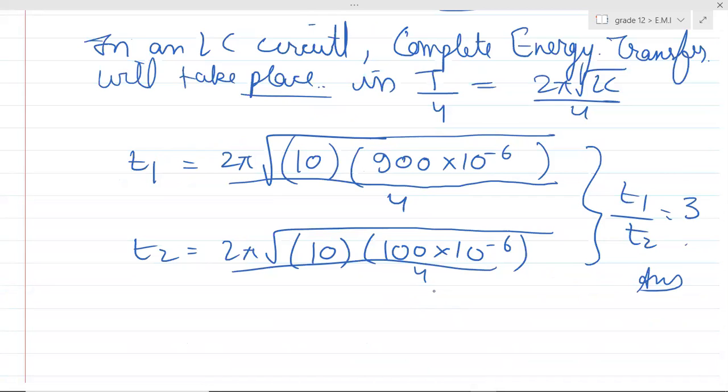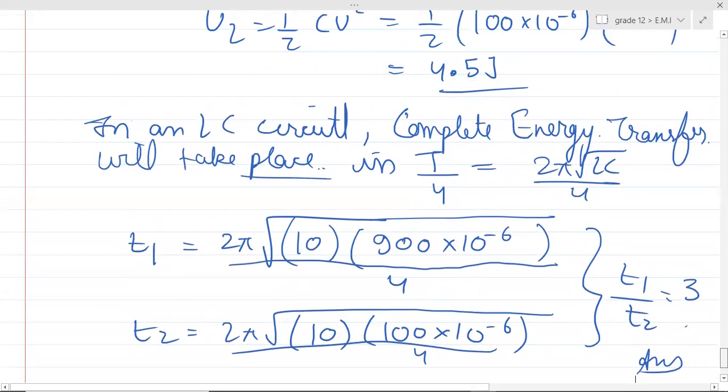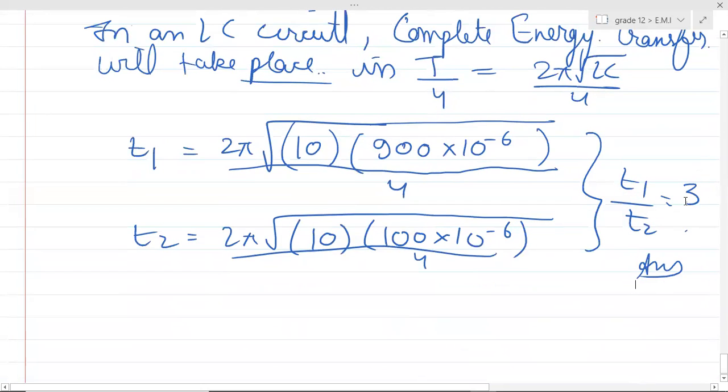So this is minimum time. What about the maximum? Here they ask for the minimum time ratio. So can there be a maximum time also? No, the minimum time ratio is basically 3. अब 3 से छोटा क्या होगा?